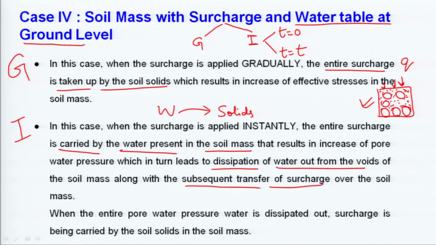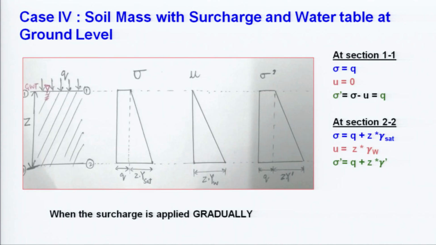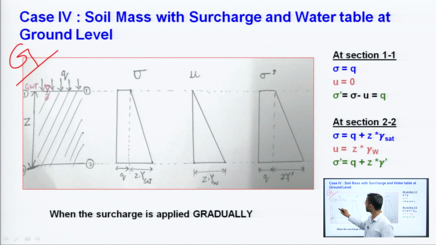So in this instant case, what happens? First the water takes up the entire load, then the load is taken up by the soil solids. Let us see first the case when it is applied gradually. This is the soil mass here of height z, and this is section 1.1, section 2.2.